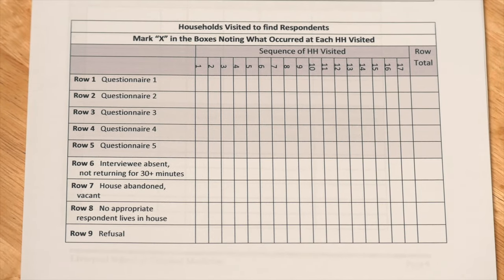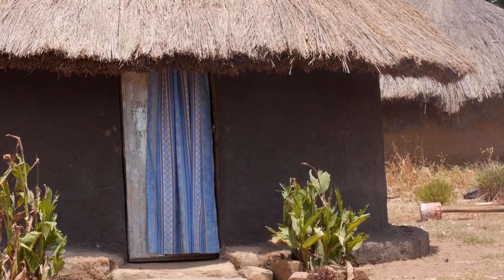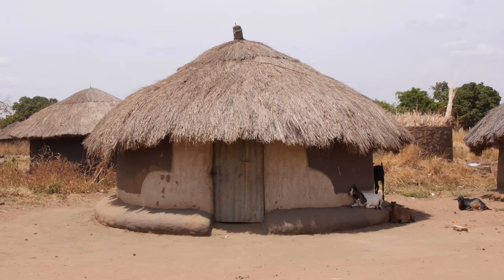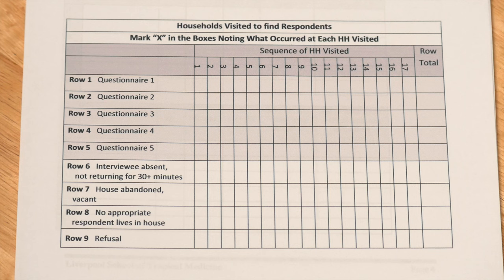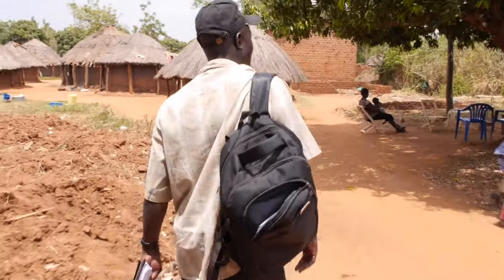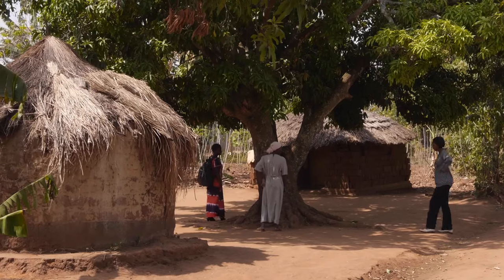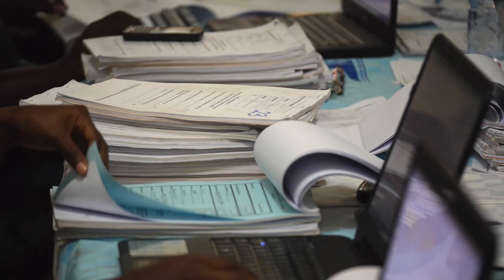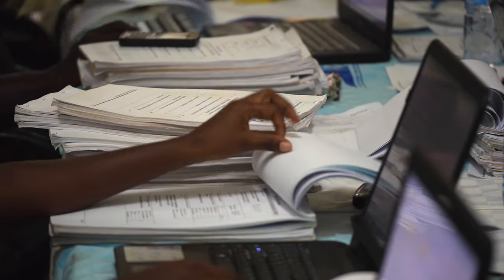For example, if the first household you visited has a respondent who is available for interview, you can tick the first box. But they might be absent or refuse to be interviewed, or there might not be an appropriate respondent in that household. In any of these cases, you would tick the appropriate box until you reach a household where you can interview someone. This just helps you keep track of where you've been, and it's useful to know what problems you might have come across in locating a person to interview. This information is also useful for the later data analysis.